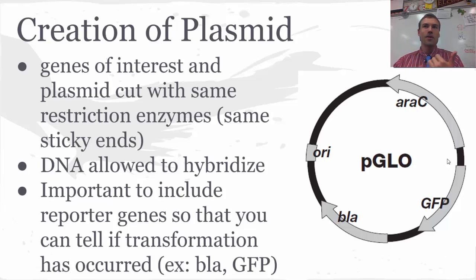Beta-lactamase allows the bacteria to survive in the presence of ampicillin. So if we put ampicillin on our petri dish, we expect that only those bacteria that have resistance to the ampicillin will be able to reproduce, which is good, because then we are selecting only those bacteria that have actually been transformed.